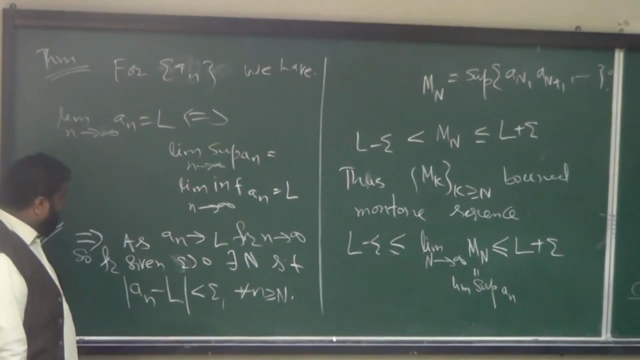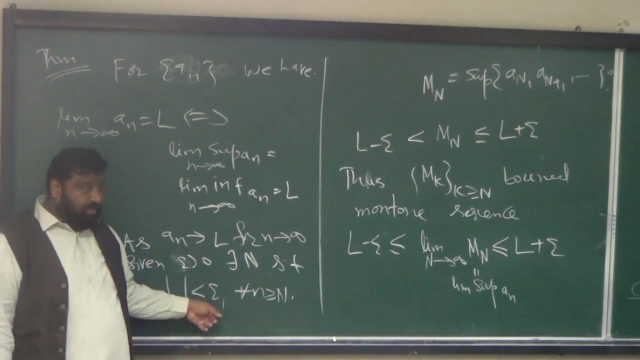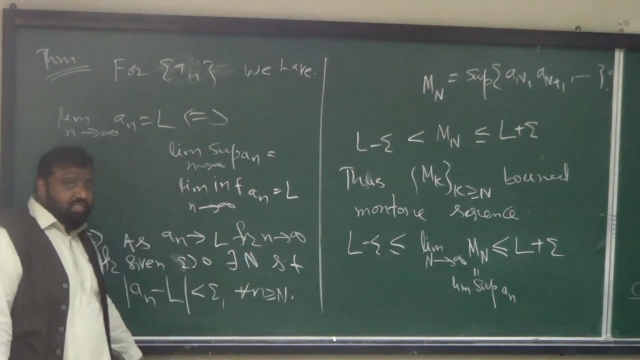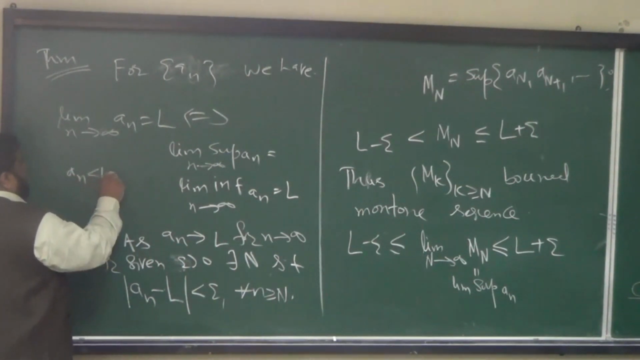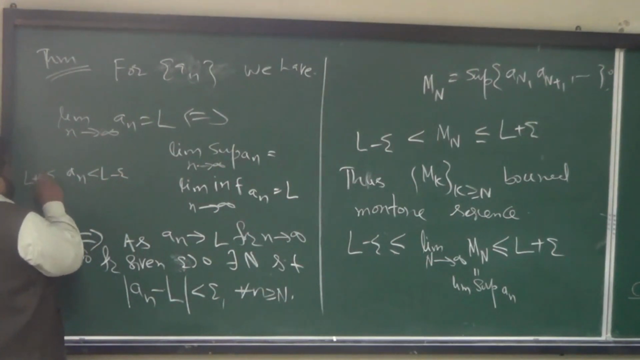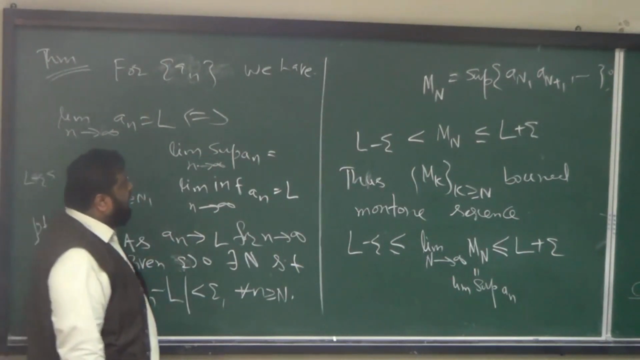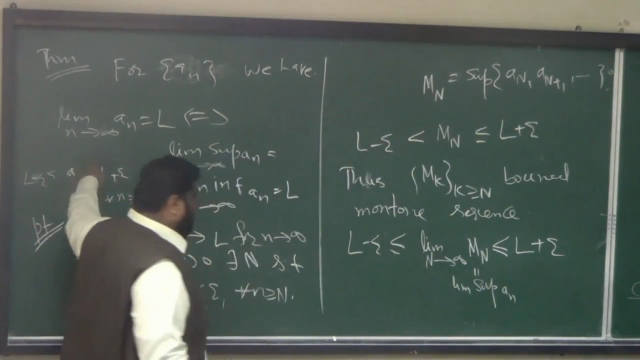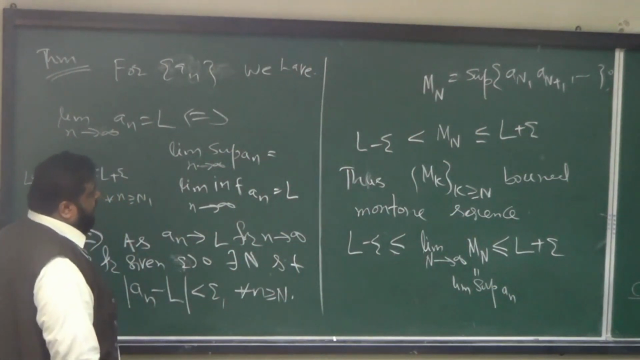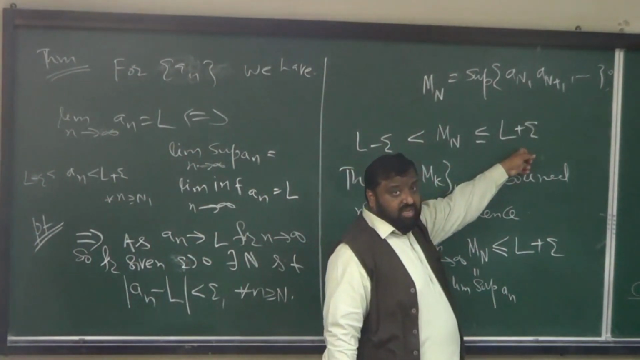So if an converges to L, then for every epsilon positive you can find N such that |an minus L| is smaller than epsilon whenever n goes beyond this N. So this means that my an should be between L minus epsilon and L plus epsilon for all n bigger than or equal to N. Agree? Okay. So let's take the Mn, which is the supremum of all these terms. My claim was that this Mn should also be between L minus epsilon and L plus epsilon.